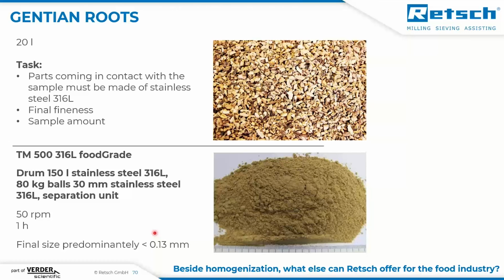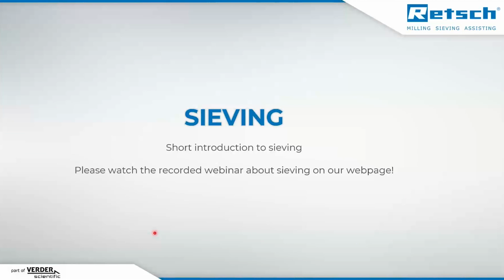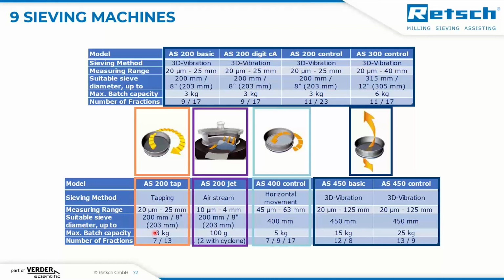So I've left some minutes for the presentation, and besides homogenization, what else can Retsch offer for the food industry, food analytics? We can talk about sieving. Here I can only quickly go through the most important points, just a little bit of an appetizer to our sieving webinar, which has been recorded recently and is available on our webpage. This webinar deals for 1 hour just with sieving, each sieve shaker and all the tips and tricks around sieving processes. So if you're interested in this, please watch that recorded webinar. Here in this webinar, it's only time to refer to the most important points.